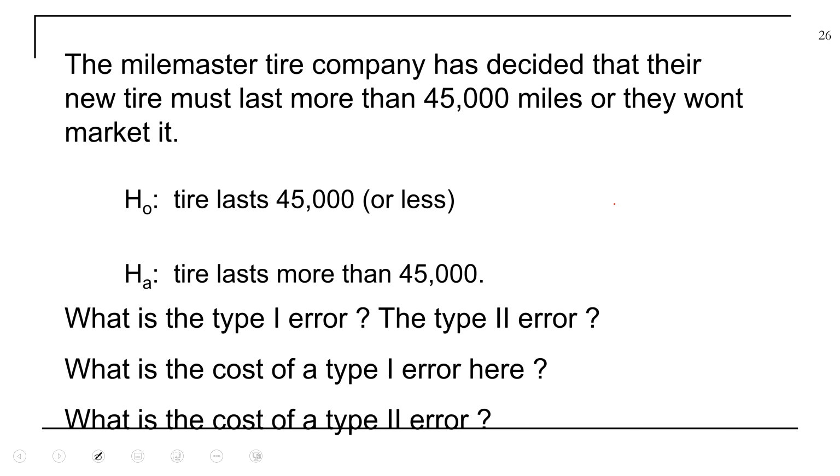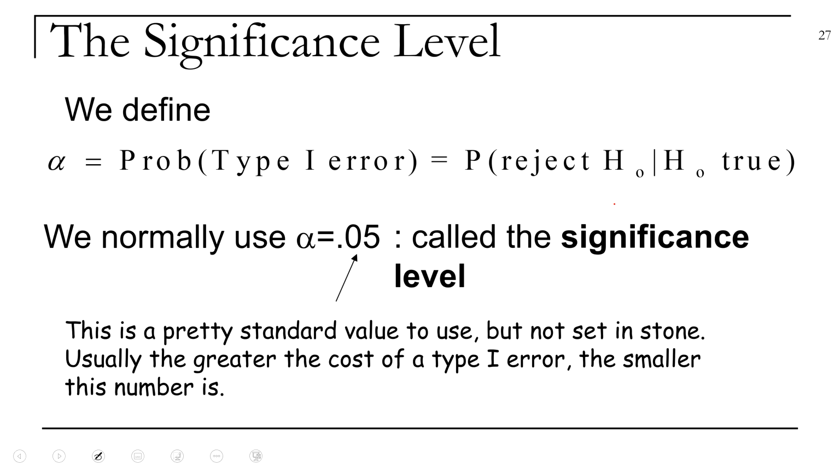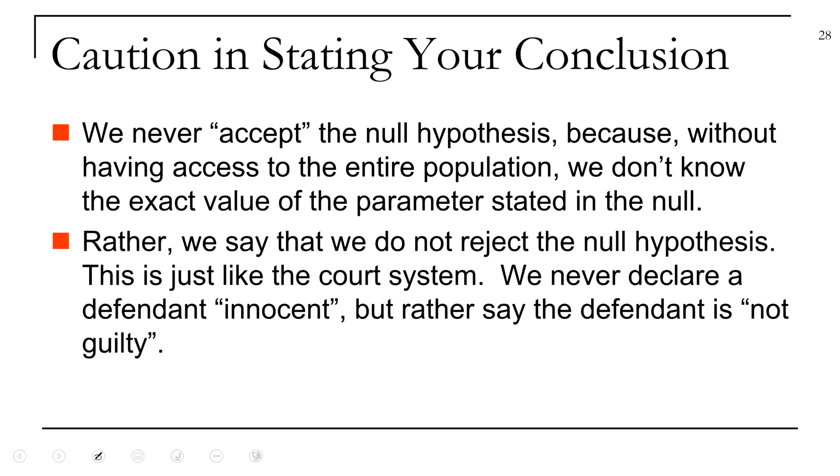They're both called errors. They're both bad, but you only get to choose which one to minimize. And most times, the alpha, the type 1 error, is the one we want to minimize. So we call alpha the probability of the type 1 error. It's the probability you reject the null when it's true. And we usually set it to be 5%. 5% of the time, we're going to mess up when we do hypothesis testing. 5% of the time, we're going to have a type 1 error. We're going to reject the null when it's true.